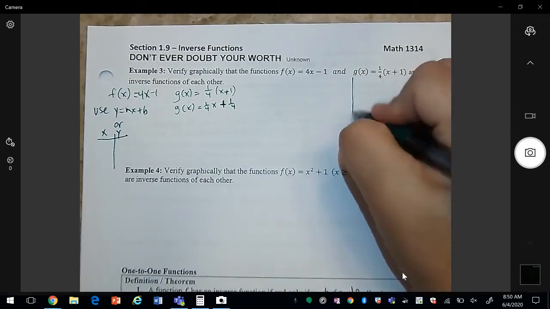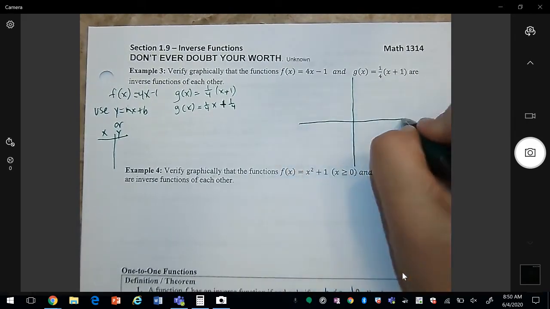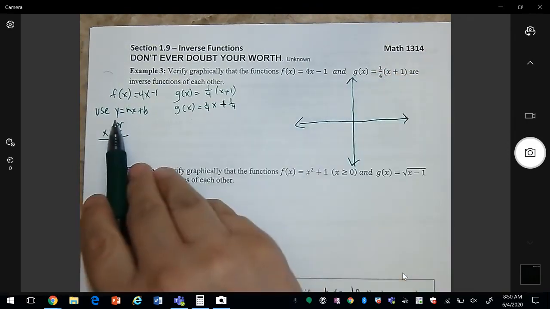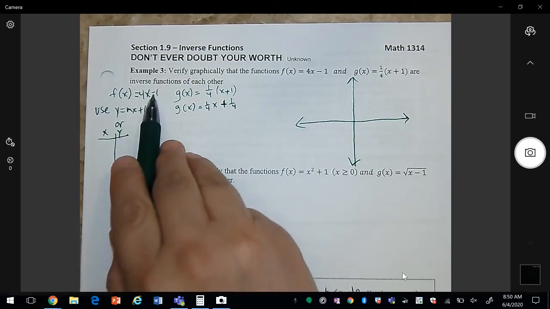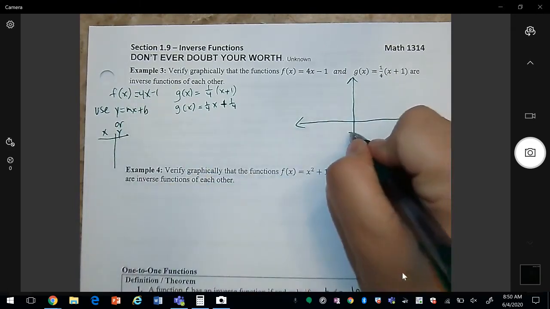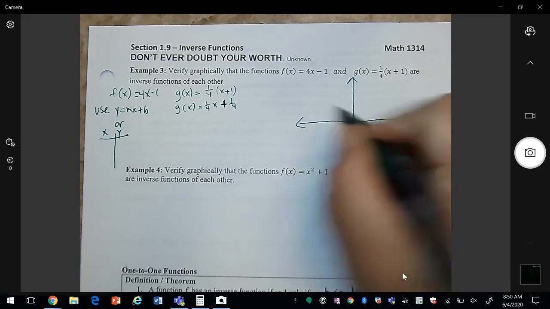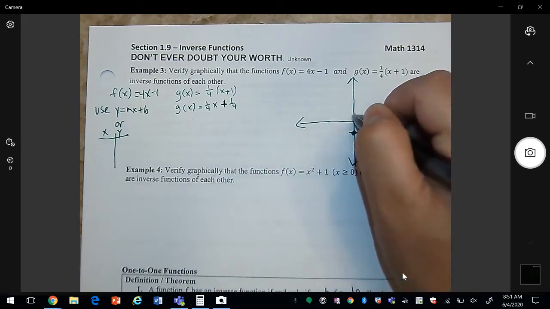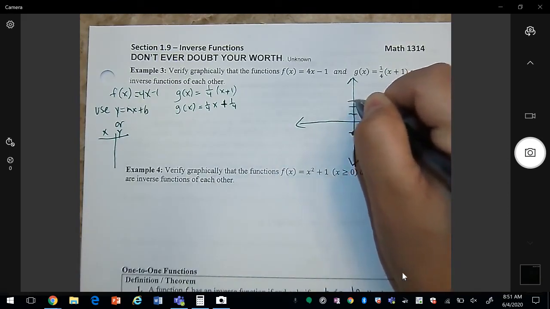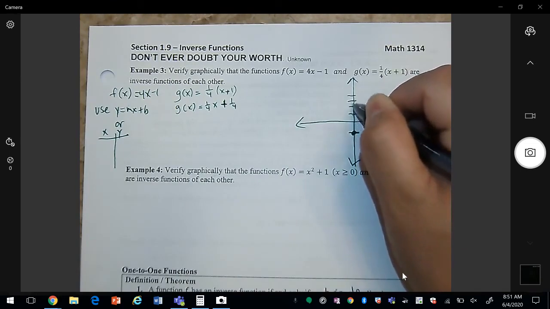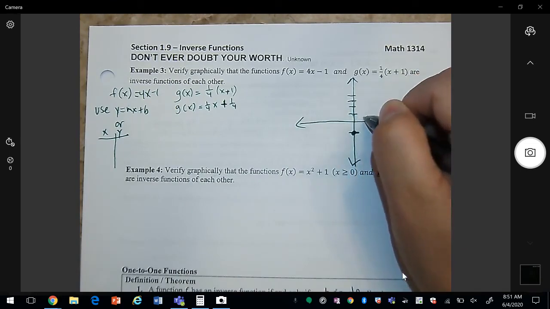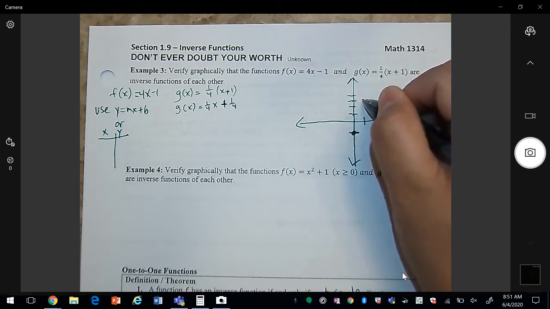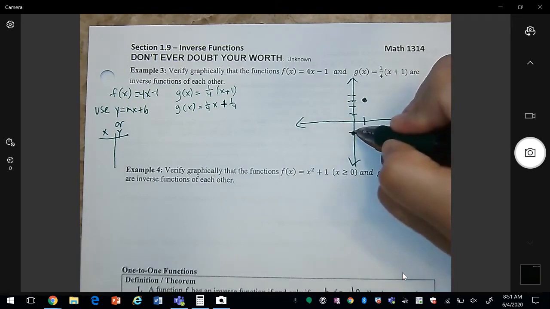So if we have our graphs, I'm going to use y equals mx plus b for this one. So we have -1 as the y-intercept, and then my slope is 4. So that means I'm going to go up 4, so 1, 2, 3, 4, and then to the right 1. Okay, so this is my line.